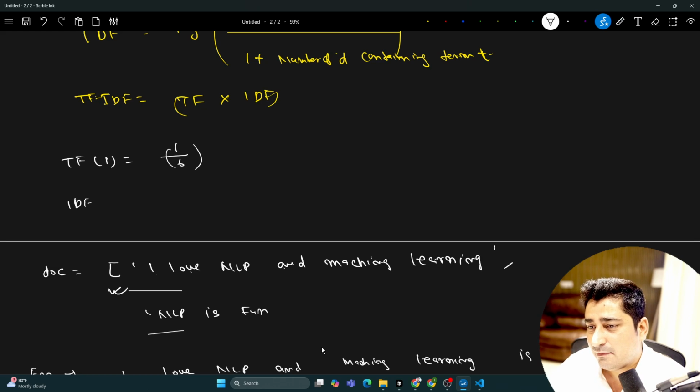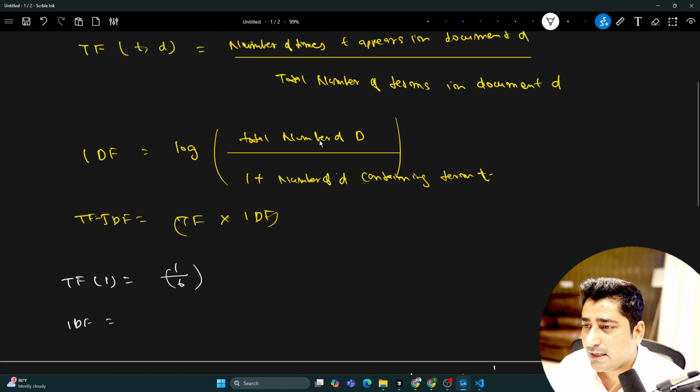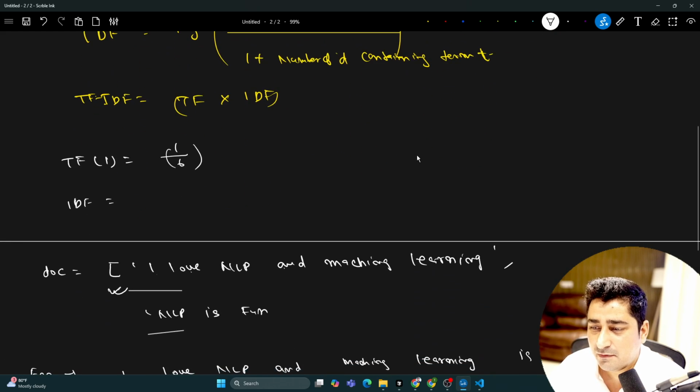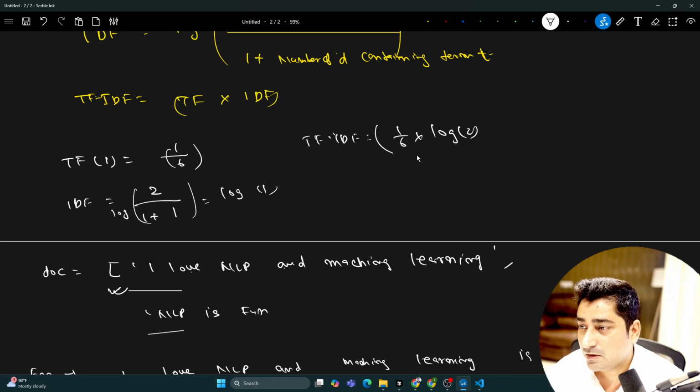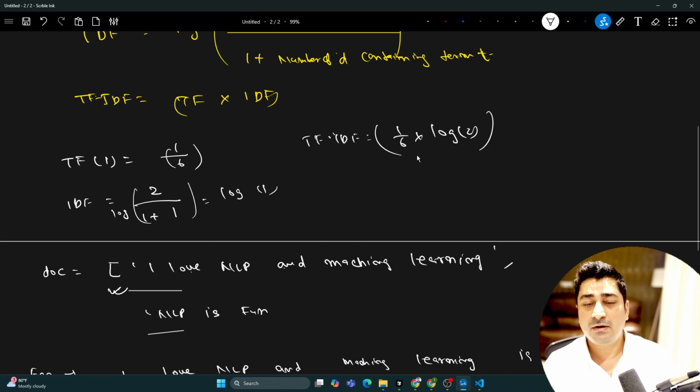Now what is IDF? IDF is the total number of documents, which is 2, divided by 1 plus the number of documents containing term t. How many documents contain the term I? Only one, so 1 plus 1 is 2, and the logarithm of 2 by 2 is log of 1. So what is the TF-IDF? It is 1 by 6 into the logarithm of 2, and this is going to give you the value of TF-IDF.